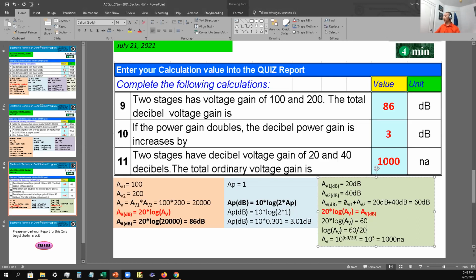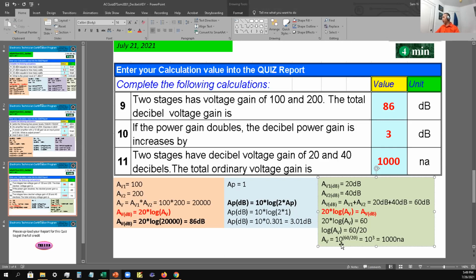Okay, so it's going to be take the AV1 plus AV2, so therefore it's going to be 20 plus 40, so that's going to be giving you 60 dB. Okay, and then we put in the formula, so 20 log of ordinary gain equals AV in dB, so therefore it's going to be 20 times the log of ordinary gain equals 60. And then we divide this side by 20, divided by this side is 20.